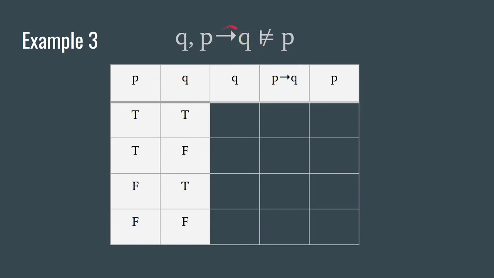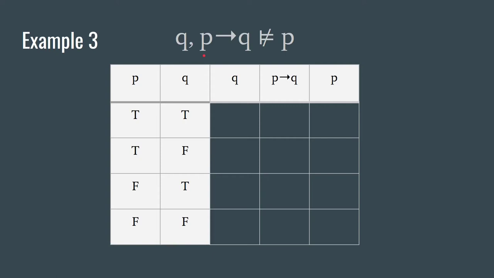That's one nice thing about the arrow symbol. The arrow symbol is telling us, hey, you can go from P to Q, but you can't go from Q to P. It's like going from, if it's a mammal, then it's an animal, but you can't say if it's an animal, then it's a mammal, because there's plenty of other types of animals.